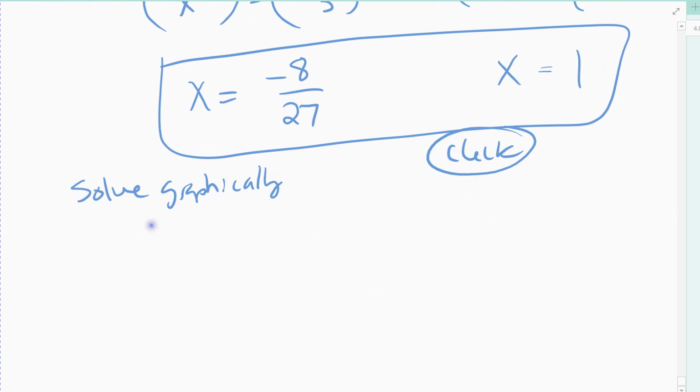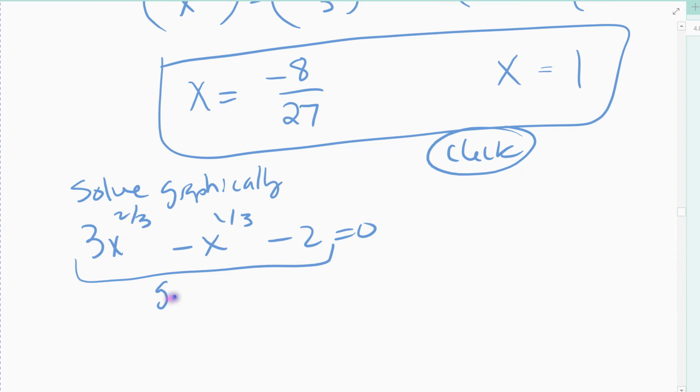Alright, so I'm going to start with my original equation, which was 3x to the 2/3 minus x to the 1/3 minus 2 equals 0. I keep wanting to do 2, 1/3. And so I'm going to graph. So this is the plug into my graph.